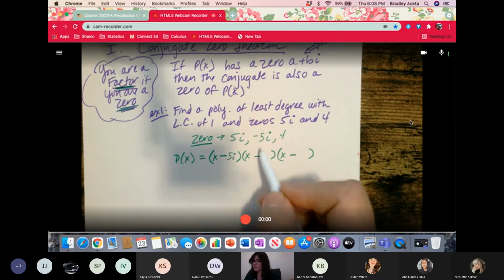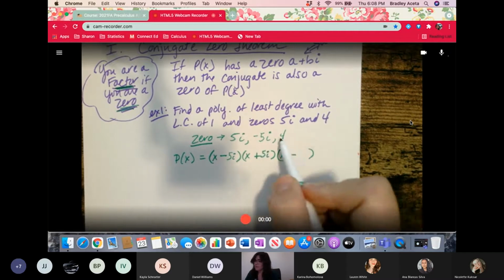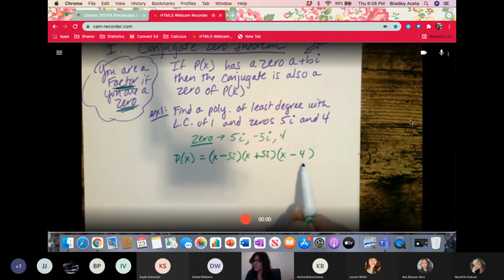You put your minus negative 5i, which means plus 5i. And then you put your minus 4. These are the factors. This is how it's written in factored form. This is how it's written as zeros. You change their sign, right? x minus 5i, x plus 5i, x minus 4.